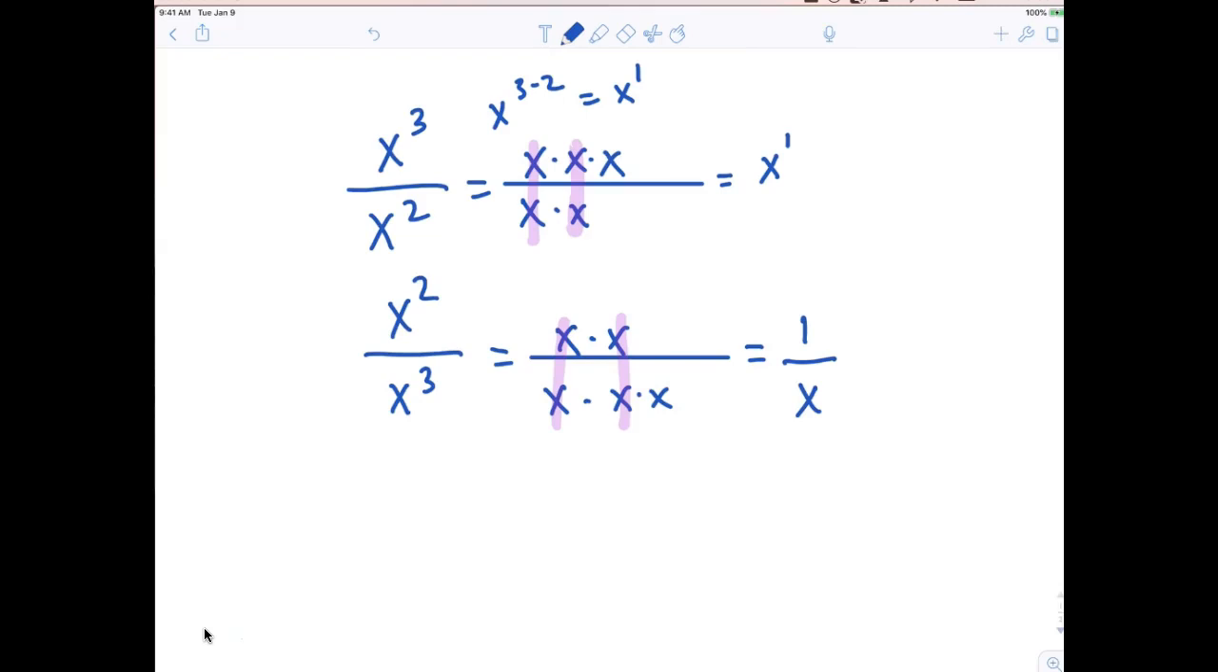Somebody said x to the negative 1. Guess what? Those are the same. 1 over x is the same as x to the negative 1, but we're going to figure out why. I want to show you why that's true, because for whatever reason, negative exponents are really difficult for kids. I don't know why, probably because they don't understand numbers very well. So I want you to watch. It's very simple to explain.